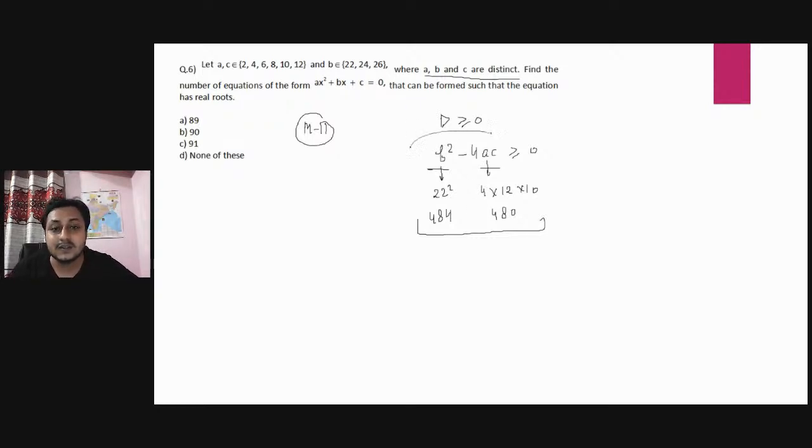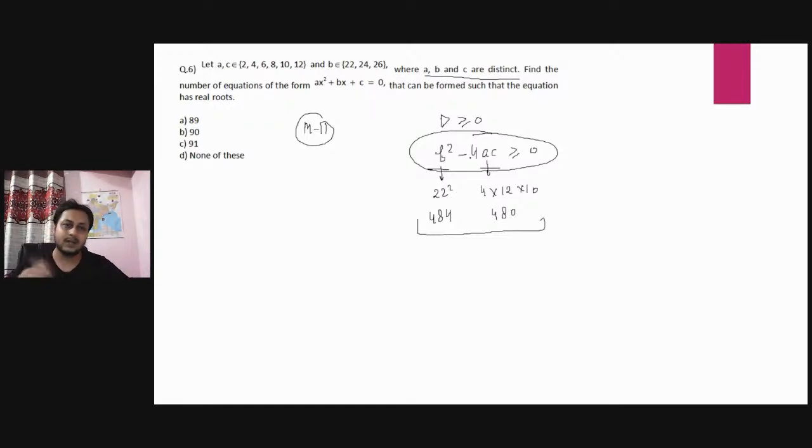So you can pick any value of a, b, c. For any value of a, b, c, the discriminant will be greater than or equal to 0. So every combination of values of a, b, c will give you real roots. Pick anything. The minimum you took is 22, its square is 484, which is more than the maximum of the other term, so whichever combination you take, the discriminant will come out greater than or equal to 0, right? You can pick any values of a, b, c. Every combination of values of a, b, c gives you real roots.